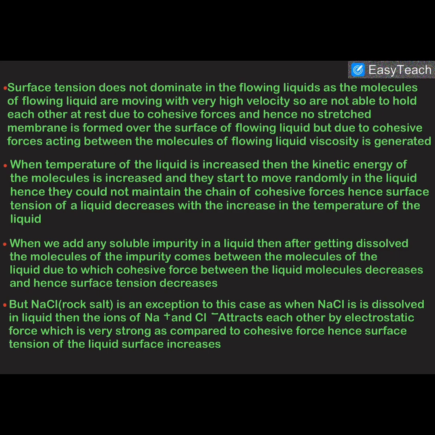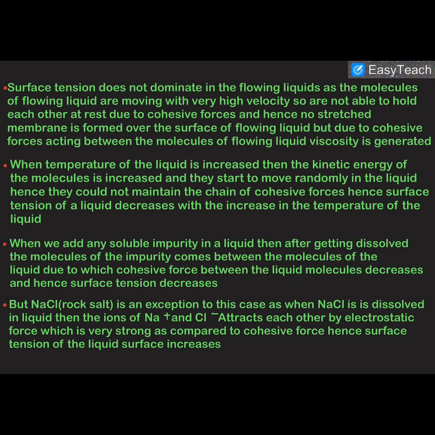So we can say that surface tension dominates in the liquids which are at rest, and it is very negligible in flowing liquids. We also know that viscosity is also a result of cohesive force, but viscosity dominates in flowing liquids, because viscosity majorly occurs when liquid molecules are moving relative to each other. But in the case of surface tension, it dominates in the liquids which are at rest.